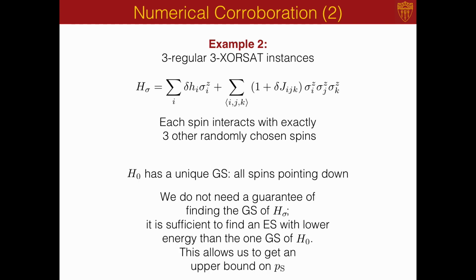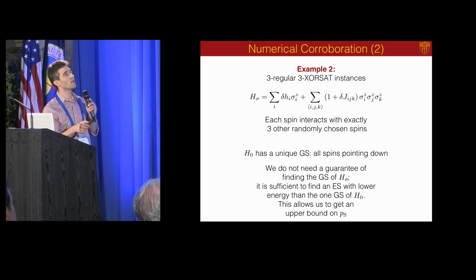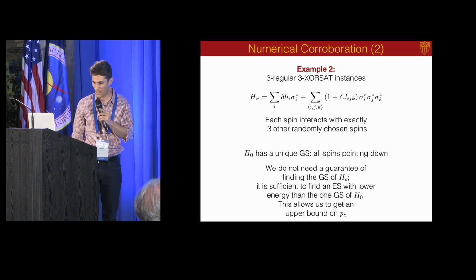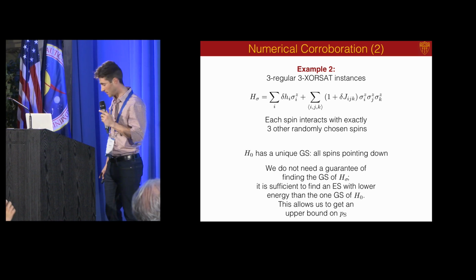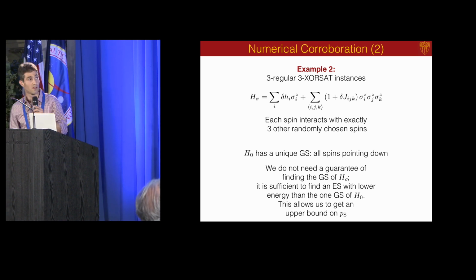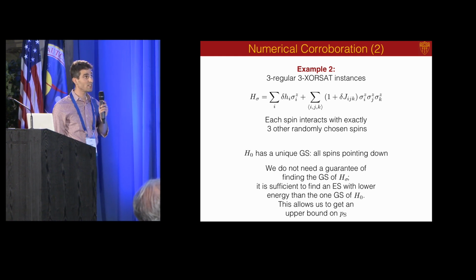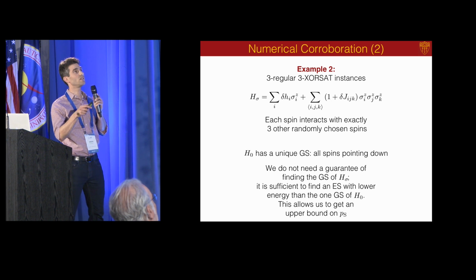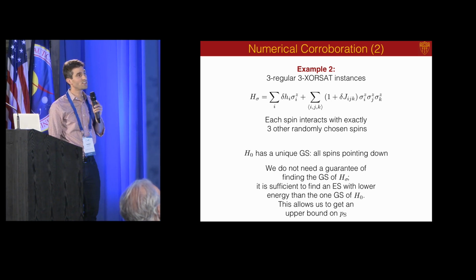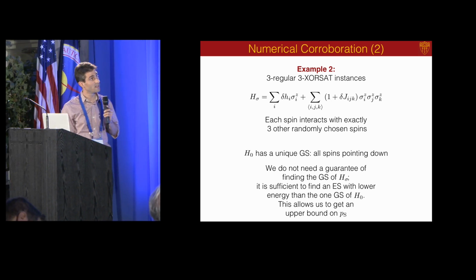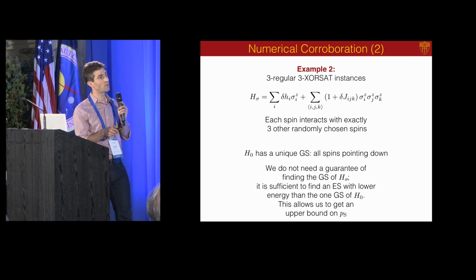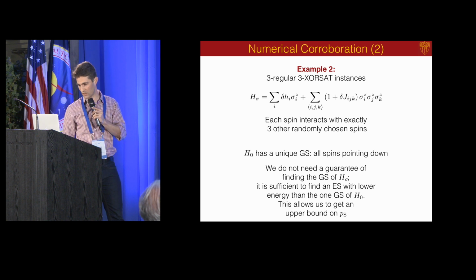But why is it nice for us? It's nice because we know a priori exactly what the ground state of H0 is. It's a unique ground state, and it corresponds to all spins pointing down. And so just like in the chimera example, I don't need a guarantee of finding the ground state of the noisy implemented Hamiltonian. I just need to find an excited state that has a lower energy than this one ground state, and that allows me to put an upper bound on PS.